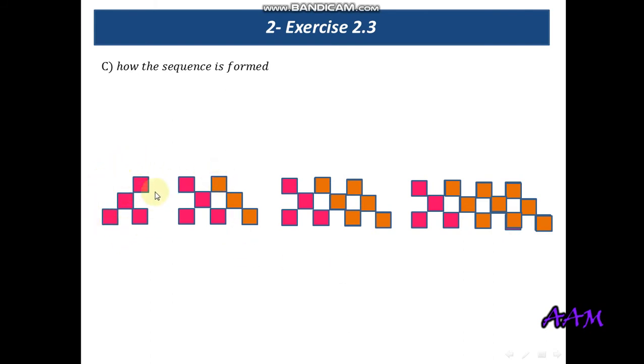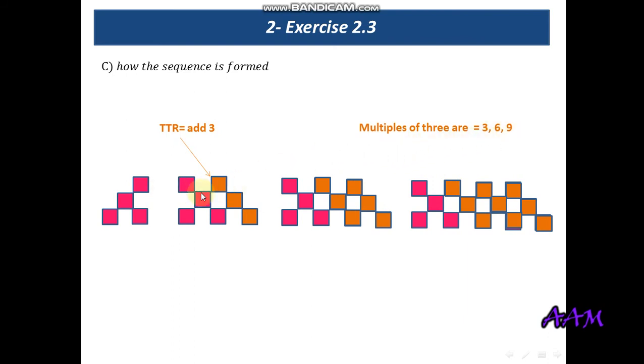If you count all, the pink one here is the sequence number. The orange and the pink are the sequence number. The orange and the pink is the sequence number, and this is the sequence number. Only the orange boxes are what? Multiples of 3. Because this is 3 times 1, 3, 3 times 2, 6, and 3 times 3, 9. Okay? Multiples of 3 are 3, 6, and 9.